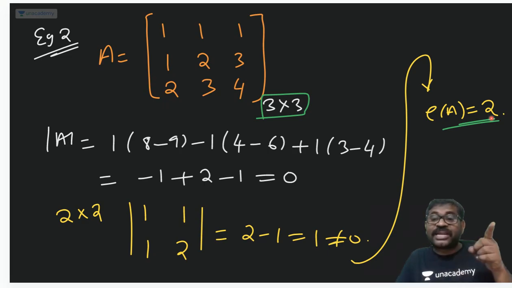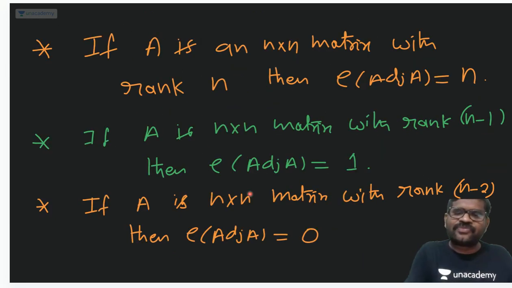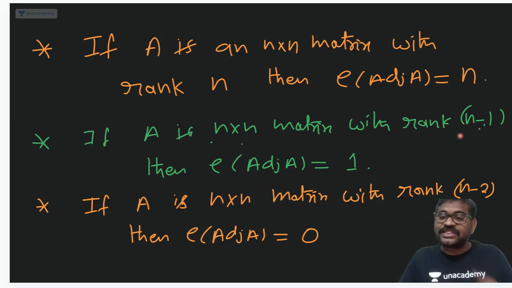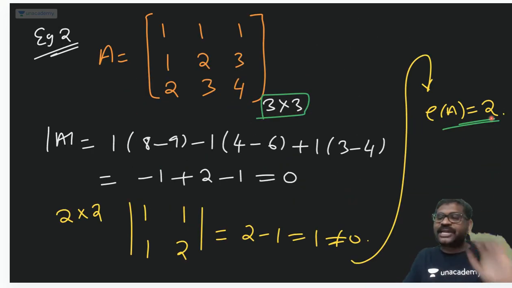If your matrix is n cross n with rank n minus 1, same property, na? Rank of A is n minus 1. For an n cross n matrix with rank n minus 1, the rank of adjoint A is 1, not n minus 1. 1 only. I am going to explain. First, I have to calculate adjoint A.